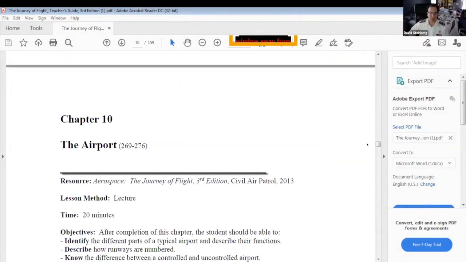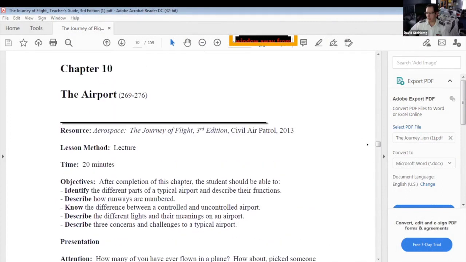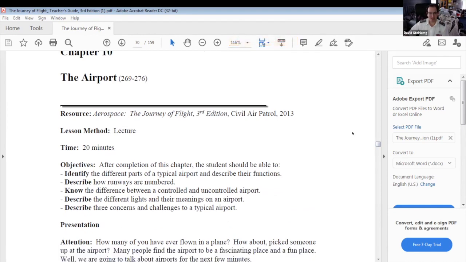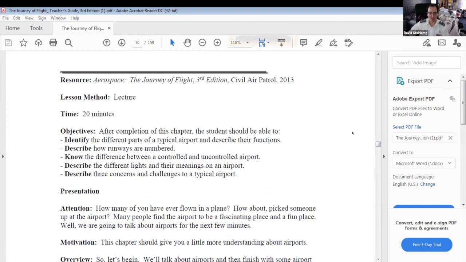Up to chapter 10. Now we're entering part 3, which is the aerospace community, and we will start with talking about the airport itself, which, as most people are familiar with, is where we go when we want to go somewhere pretty far. So let's get into it.